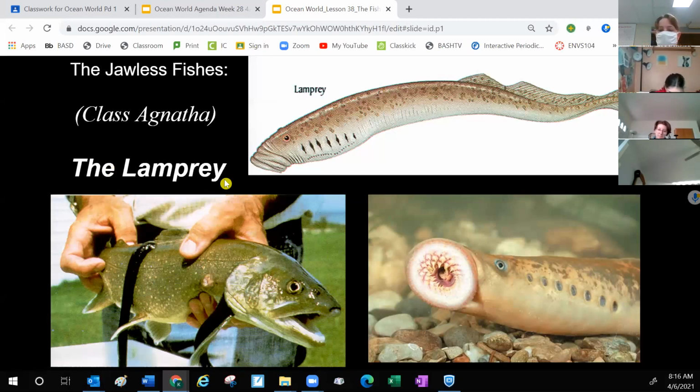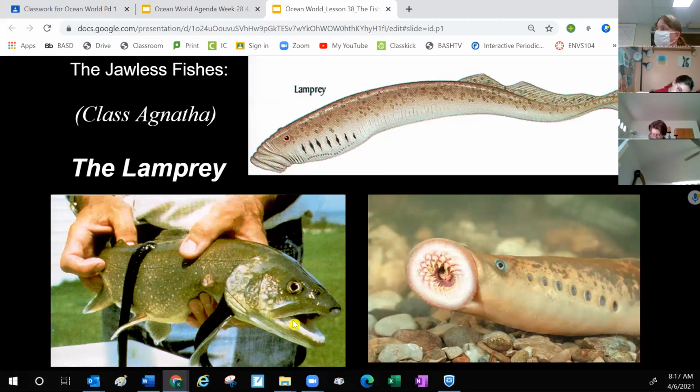So these are very interesting fish, but extremely ugly. Basically, they are eel-like fish, both of them. I'll show you the hagfish in a minute. They don't have any jaws, and they don't have your typical paired fins that you see in most fish.